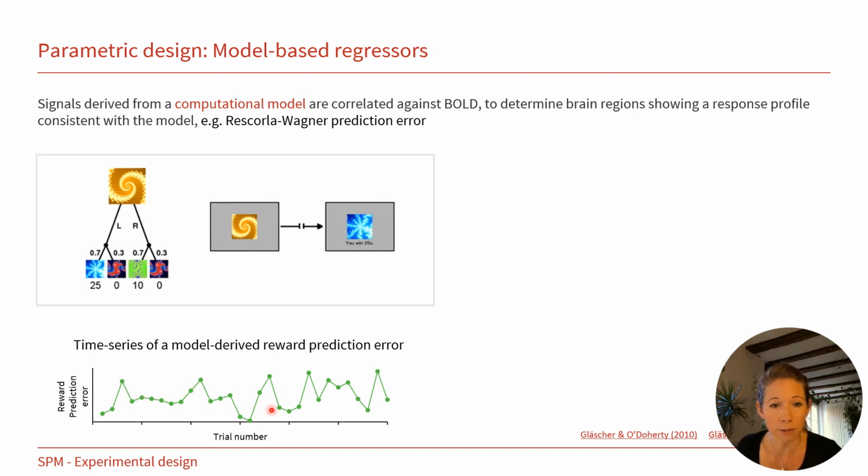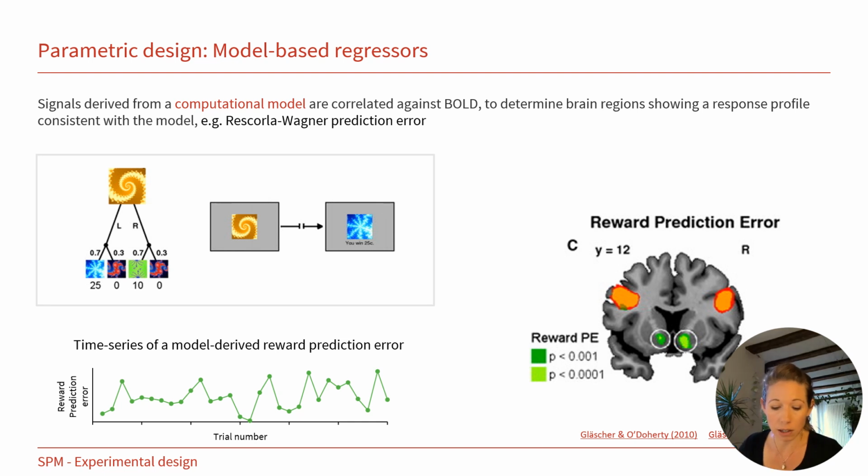So there is a prediction error signal that fluctuates across trials, and now you can ask which brain regions relate to this prediction error signal. And as expected, researchers found the strongest association of this prediction error in the ventral striatum, which is associated with reward processing.